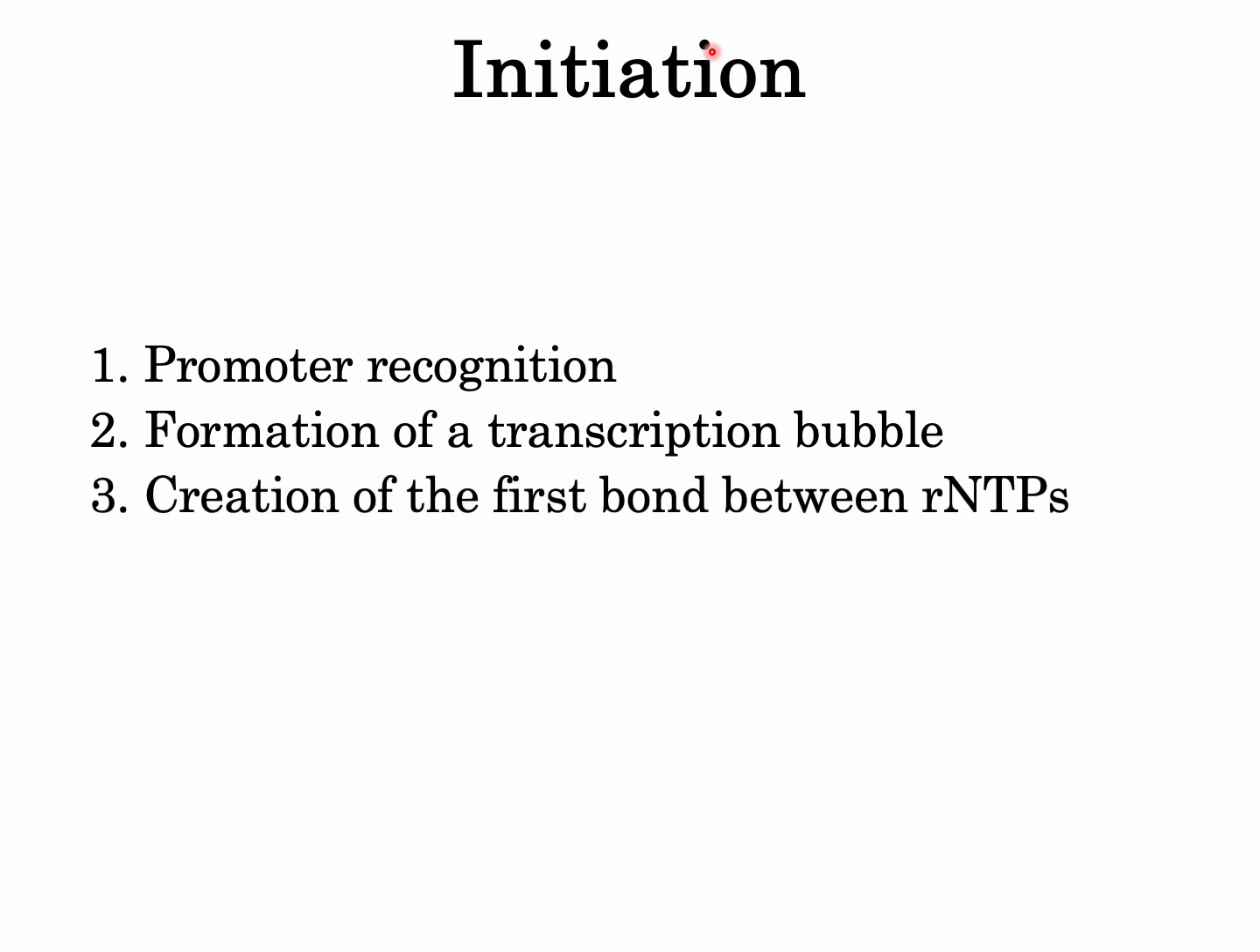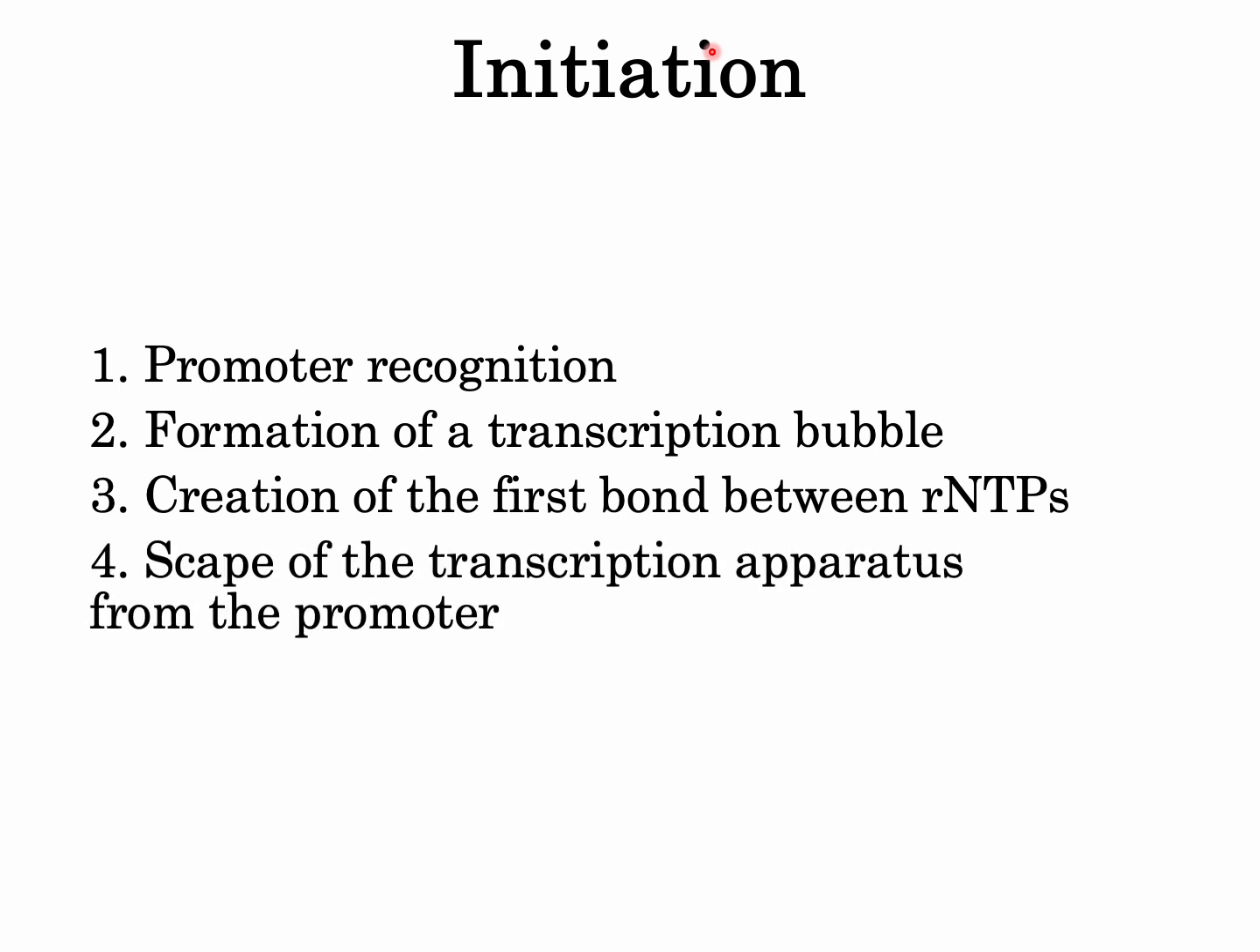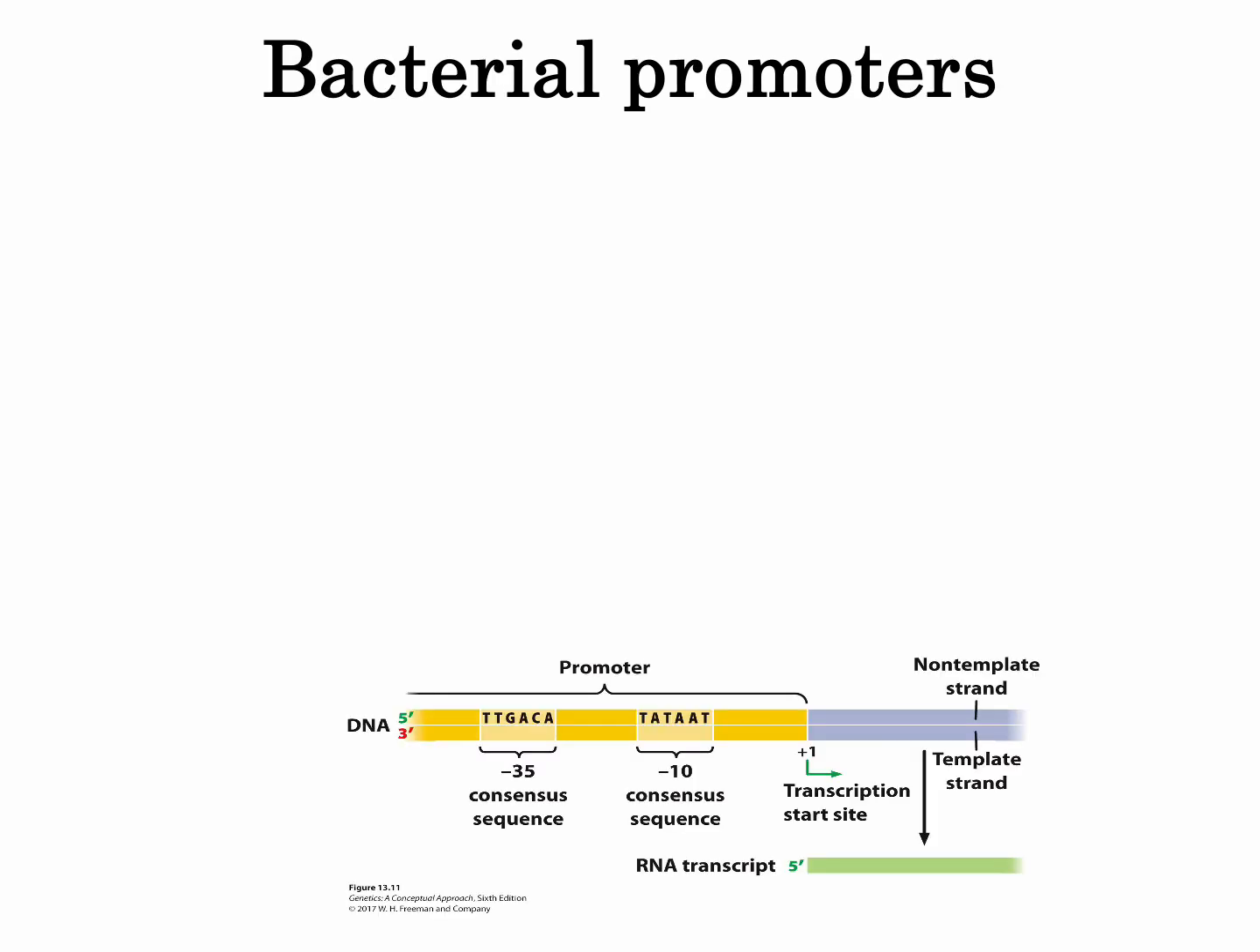After the first bond is generated, the transcription initiation is completed, and the transcription apparatus then escapes the promoter region, so the elongation can happen. So initiation actually includes all four of these steps. Let's look in a little more detail at how the initiation process happens in bacteria.